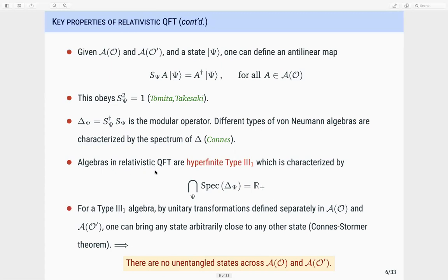In the specific context of relativistic field theory, this part I talked about earlier in this slide is for any kind of von Neumann algebra, given certain conditions, of course. But in the specific context of relativistic field theory, the relevant von Neumann algebra is supposed to be so-called hyperfinite type III_1. What that really means is that if I look at the spectrum of Delta, the modular operator, and take the intersection over all possible choices of the state psi, the spectrum should be R plus.